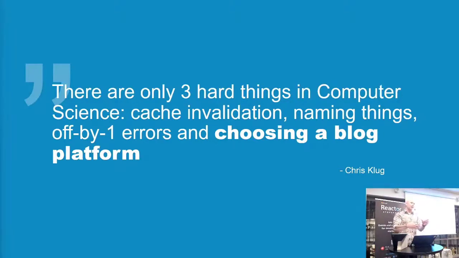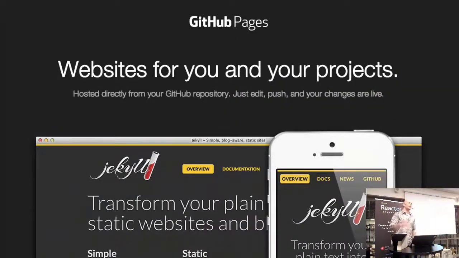So I looked around, got a ton of ideas, and I finally boiled it down to GitHub pages. GitHub pages is awesome. It's hosted directly from your GitHub repo. Just edit, push, and your changes are live. I kind of love that idea. It's very simple, easy to use. Doesn't take a whole lot to set up. I want to do that.